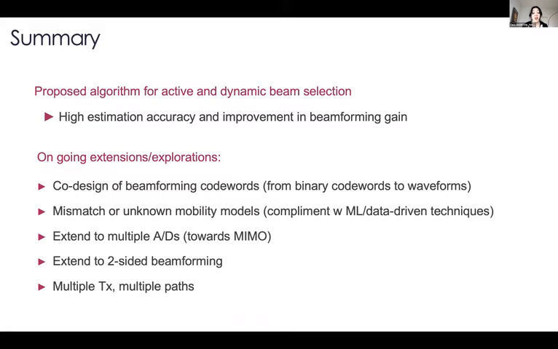And then the more traditional extension is two-sided beamforming. Right now, I'm constantly focused on the receiver. There's nothing that prevents us from doing two-sided beamforming, on the transmit side and so on. It will just need some communication side channel to feed back information. And I will stop here and take questions.